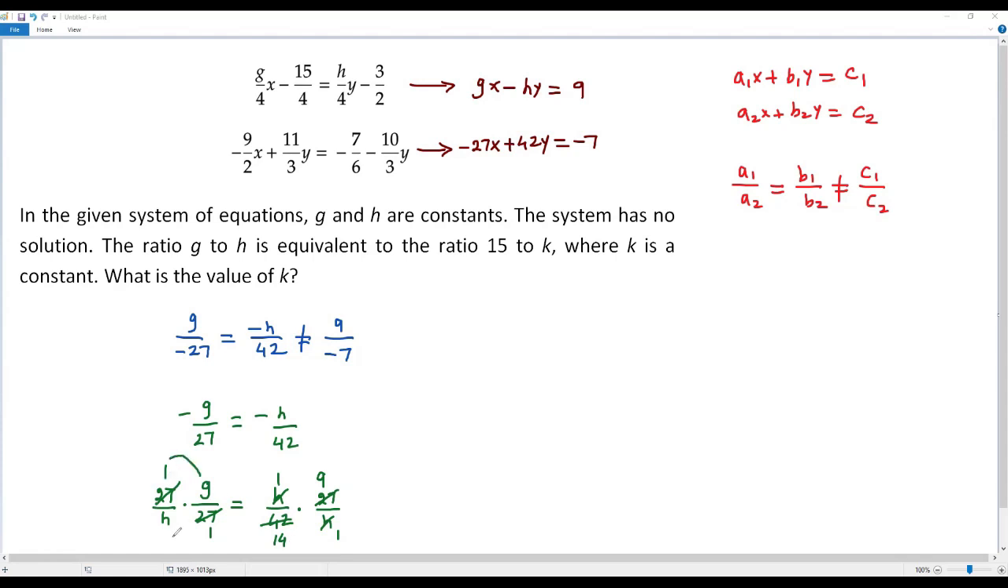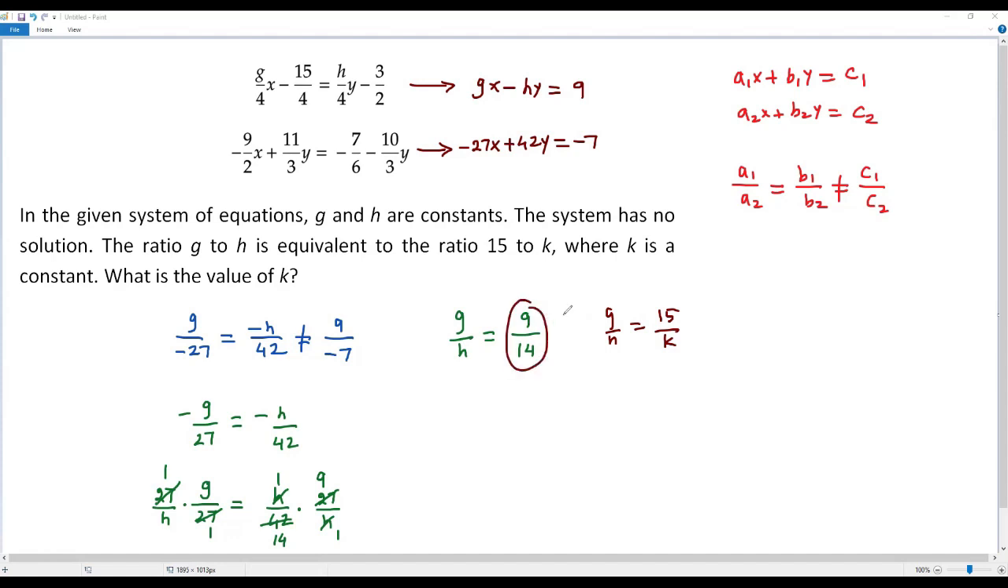Okay, here 1 times g is g, h times 1 is h. I am getting g over h on the left side, and 1 times 9 is 9, and 14 times 1 is 14. Okay, here I got the ratio g to h, that is equal to 9 over 14. Already we have the ratio g to h over here. That is, the ratio g to h is equivalent to the ratio 15 to k. So g over h equals 15 over k. So this one is 9 over 14 and this one is 15 over k. Both of them are equal to the same stuff, that is g over h.